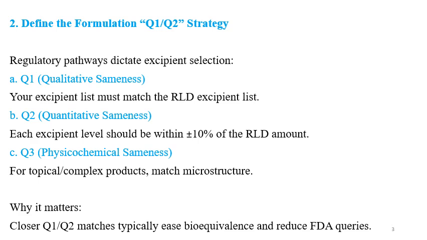For example, if you are working on a tablet formulation, the RLD contains lactose, magnesium stearate, microcrystalline cellulose, povidone, croscarmellose sodium, and an HPMC based film coating. So the excipient list of your generic formulation should match this. Then Q2, that is quantitative sameness. Each excipient level should be within a variation range of 10% of the RLD amount, so that you can be in line with the reference formulation composition. Then Q3, it is physicochemical sameness. For topical complex products, match the microstructure.